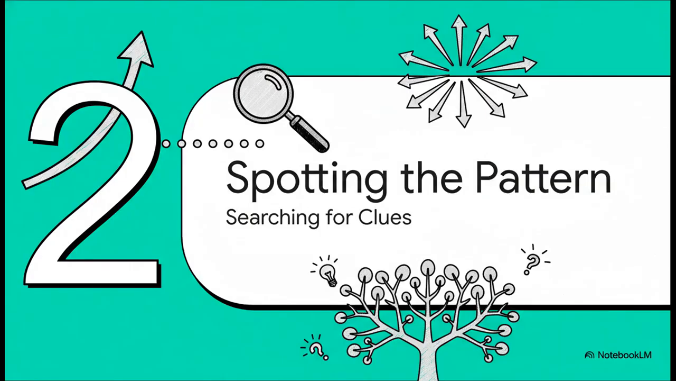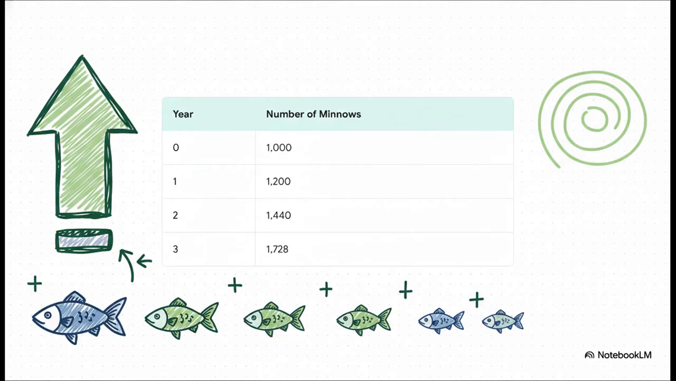So, if the pattern isn't a straight line, then what is it? Well, our first step as detectives is to start searching for clues. And we're looking for clues that point to a very specific kind of pattern, an exponential one. Okay, let's check out our first piece of evidence.